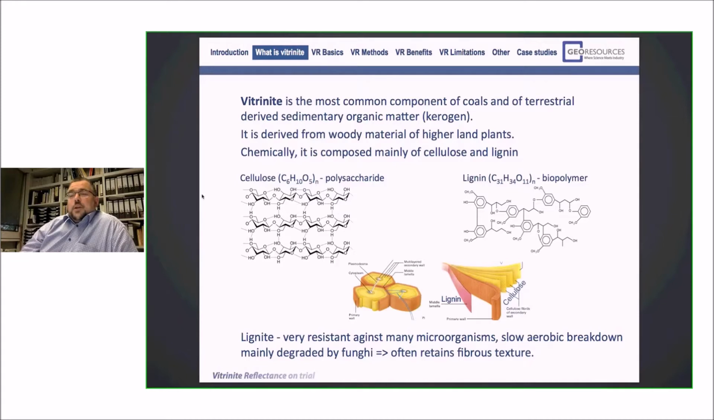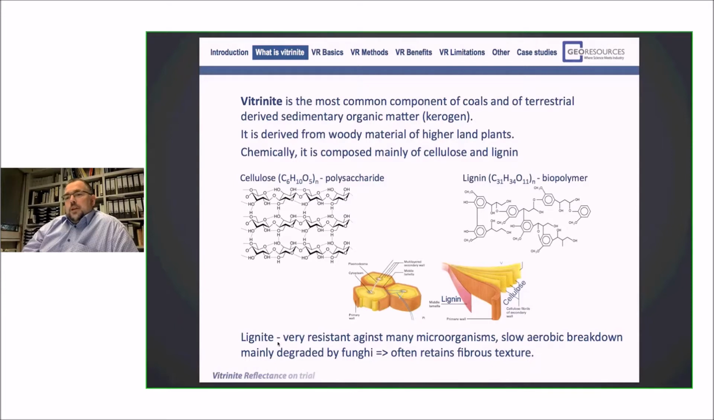So these are highly complex molecules, cellulose on the left, lignin on the right. Polysaccharide is cellulose, lignin is a biopolymer. And you see here a sketch of plant cells with all this yellow to brownish stuff, which is mainly made of cellulosic material, and then these very thin layers in between that keep the plants very stable and upright is made of lignin, which is a very strong and resistant organic substance.